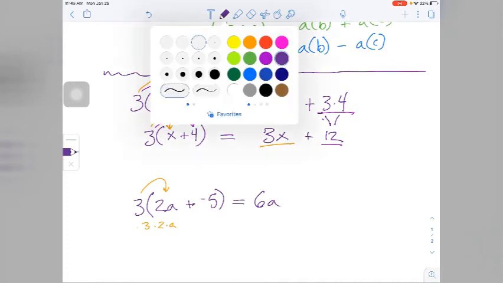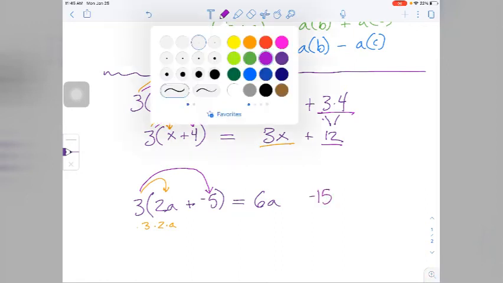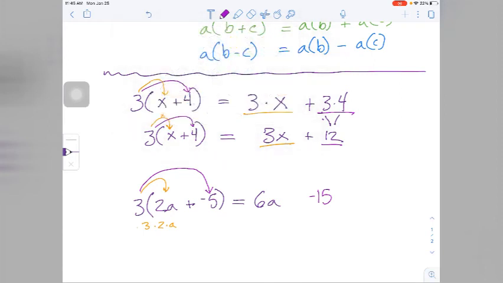And then on the other side, we have 3 times -5. And so 3 times -5 is -15. So I'm going to put that in parentheses here. So 6a plus -15, or 6a minus 15, is what I would get there.